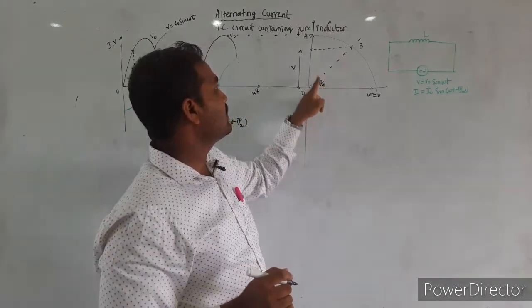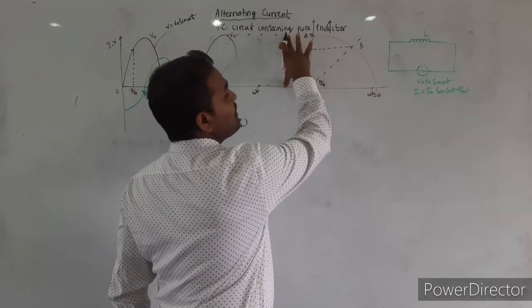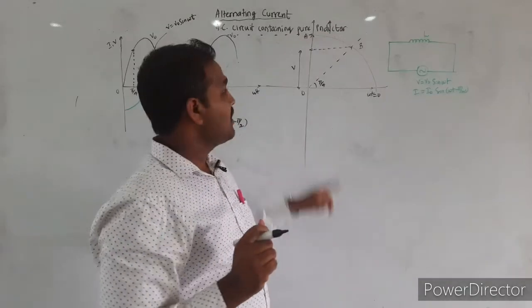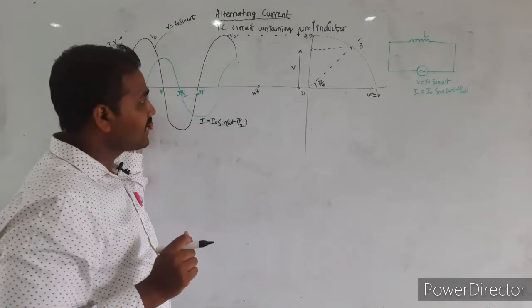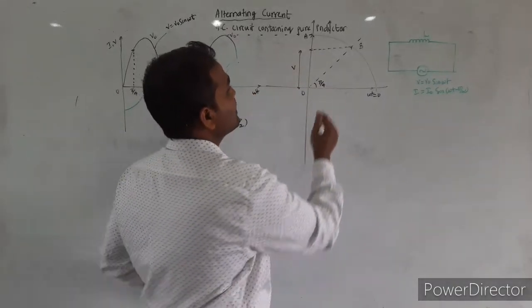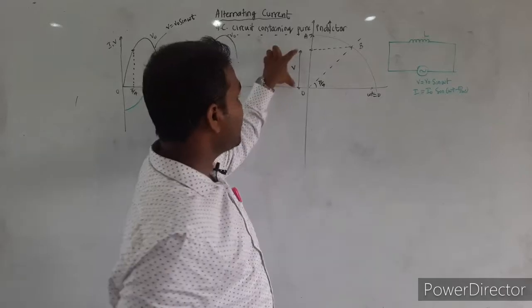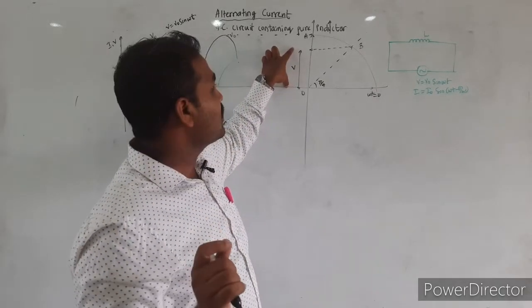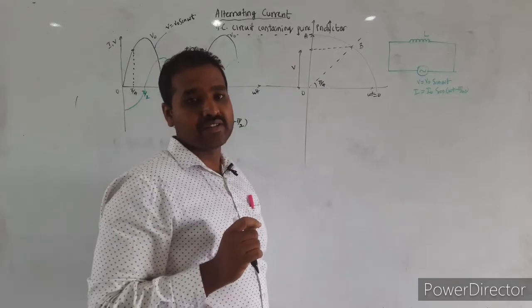Are you getting it? When the phase angle is 90 degrees, this tip will be exactly here and the value will be maximum, that is equal to V naught. But I am taking the phase angle of pi by 4 radians or 45 degrees. So at an angle of 45 degrees, the value of voltage is the projection of this point B on this vertical axis. This height will give me the actual value of the instantaneous voltage at an angle of pi by 4 radians.